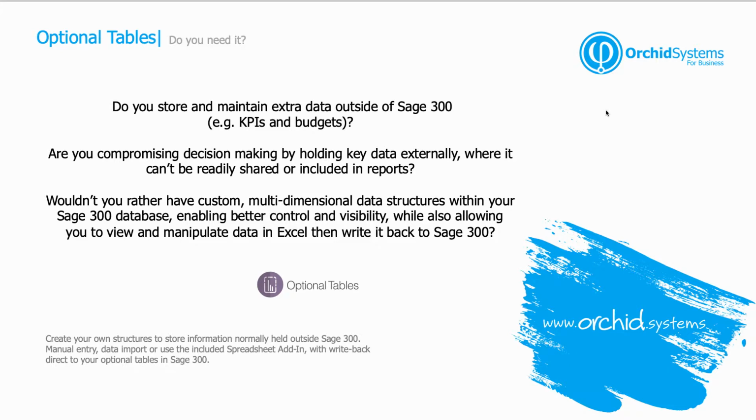Optional tables. Do you store and maintain extra data outside of Sage 300? Are you compromising decision-making by holding key data externally, where it can't be readily shared or included in reports? Wouldn't you rather have custom multi-dimensional data structures within your Sage 300 database, enabling better control and visibility while also allowing you to view and manipulate data in Excel and then write it back to Sage 300?